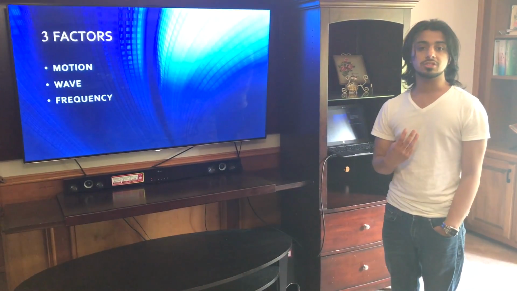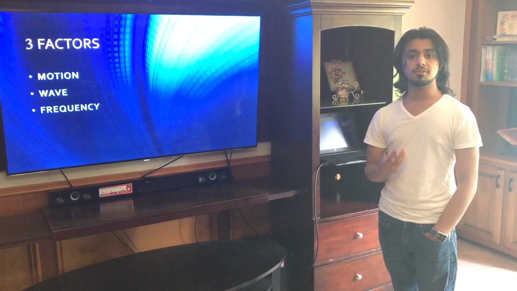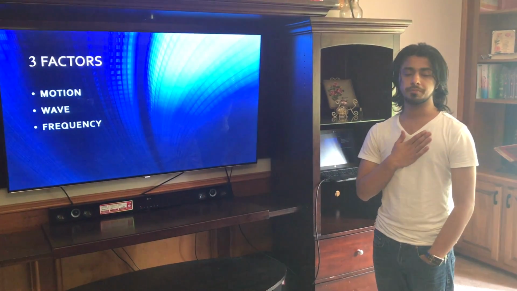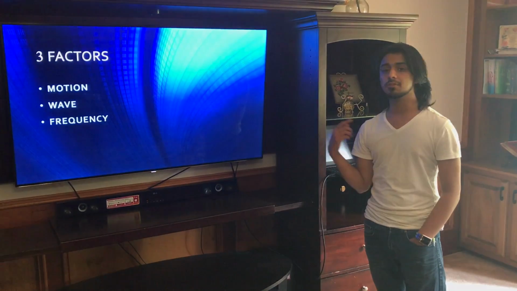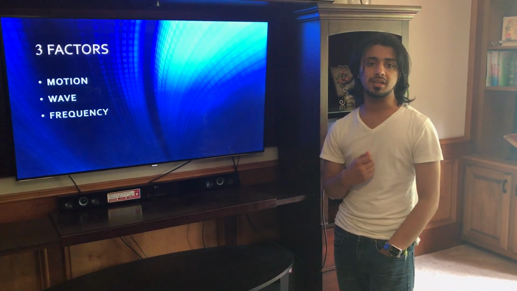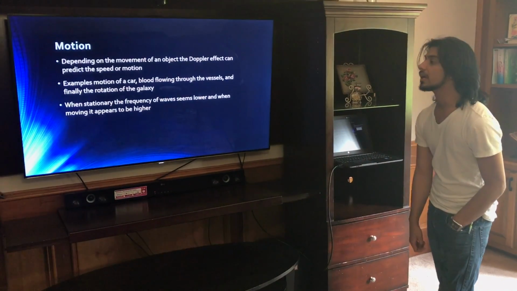The three main factors are motion, wave, and frequency. I will be talking about the motion part. Hongvu will be talking about waves and frequencies, and Michael will be talking about how to apply it in the real world. Now, motion.